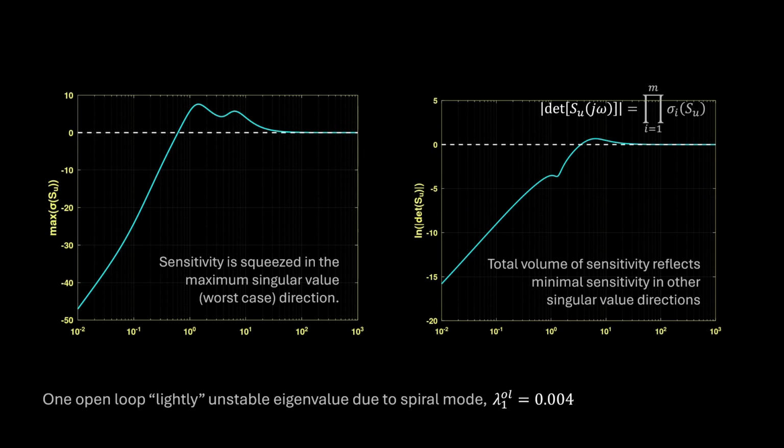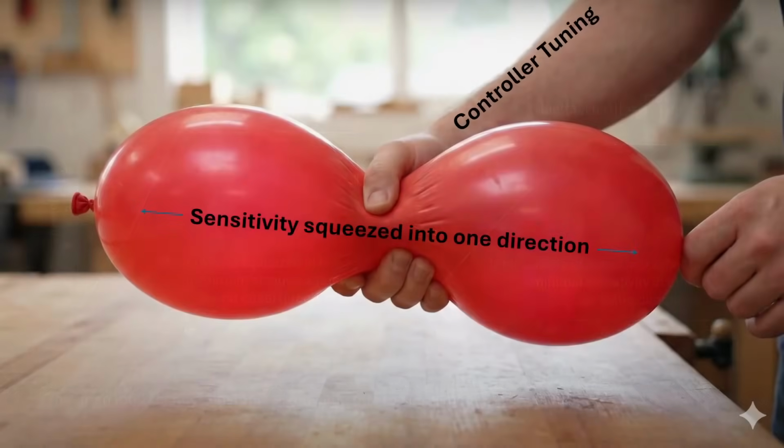The controller has effectively put sensitivity into a disturbance direction that we hope won't be excited, while maintaining the required total sensitivity volume. If the plane were more unstable, say the pole were at 1 instead of 0.004, the math would demand an increase in the sensitivity volume, and we would be forced to accept more sensitivity elsewhere just to stabilize the system. We can think of our sensitivity as a balloon.